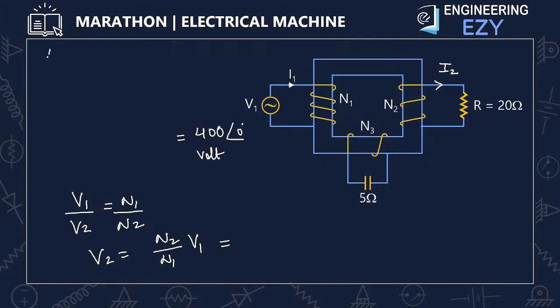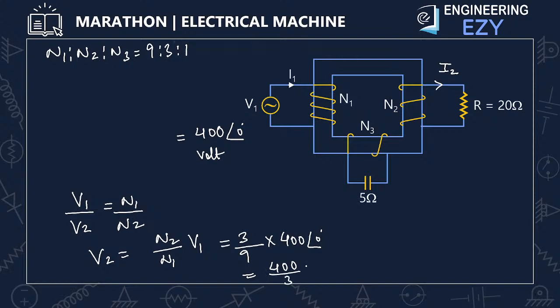N1 is to N2 is to N3 is given as 9 is to 3 is to 1. It is given like this. So N2 is 3, N1 is 9, into 400 angle 0. So it is 400 by 3 angle 0 degree. And once we calculate the V2, we can calculate the I2.